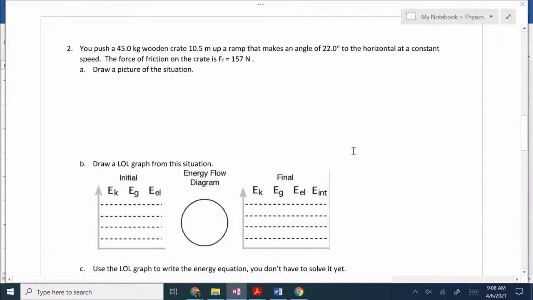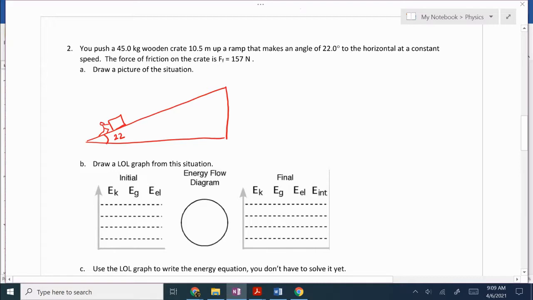Number 2. So you push a 45-kilogram wood crate 10.5 meters up a hill ramp that makes an angle of 22 degrees with the horizontal at a constant speed. The force of friction is 157. Draw a picture. So there we go. Here's the angle, degrees. Here's our crate. There you are trying to push it.